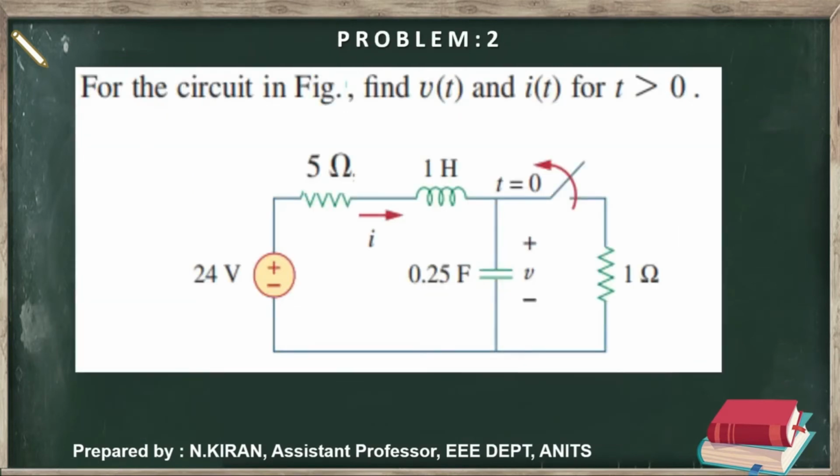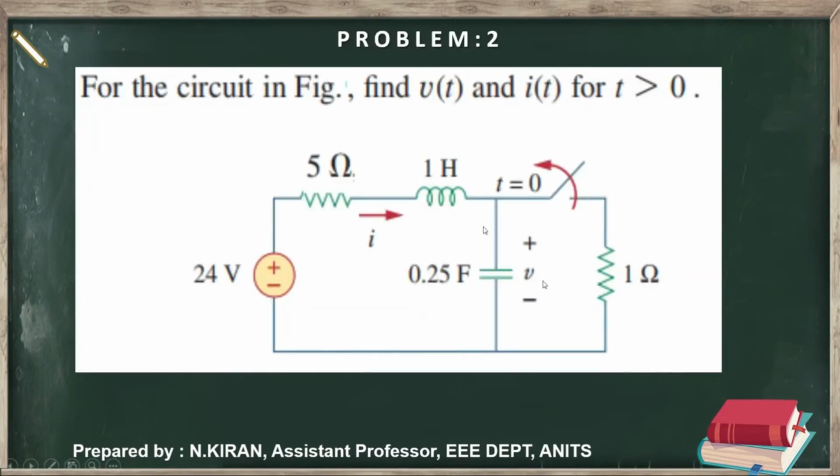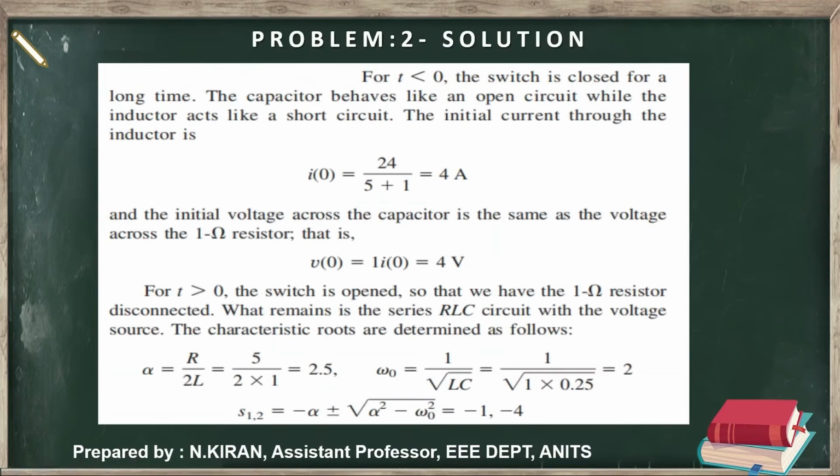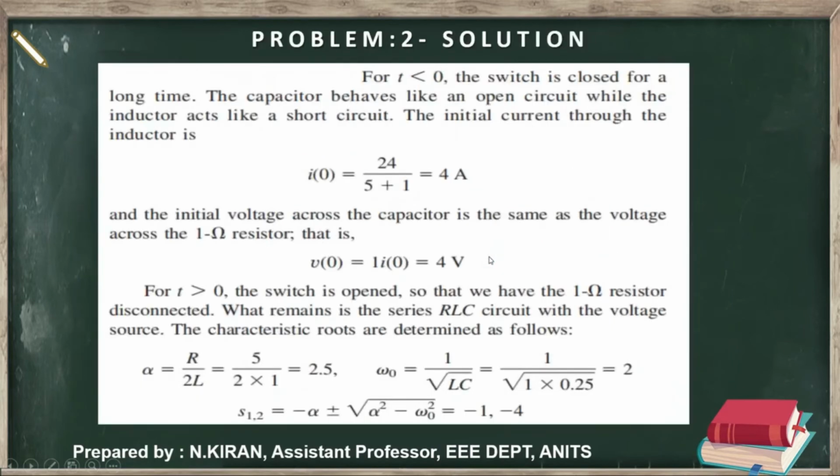The second problem asks us to find the expression for V of t and I of t. Initially the switch is closed, and at t is equal to 0 the switch is open. So for t less than 0, when the switch is closed, the capacitor will act as an open circuit. In this case I of 0 will be, since the source is connected to the circuit, 24 by 5 plus 1, which is 4 amps. The voltage across the capacitor will be the same as the voltage across the 1 ohm resistor, since both are parallel. In this case it will be 1 into I of 0, which is 4 volts.